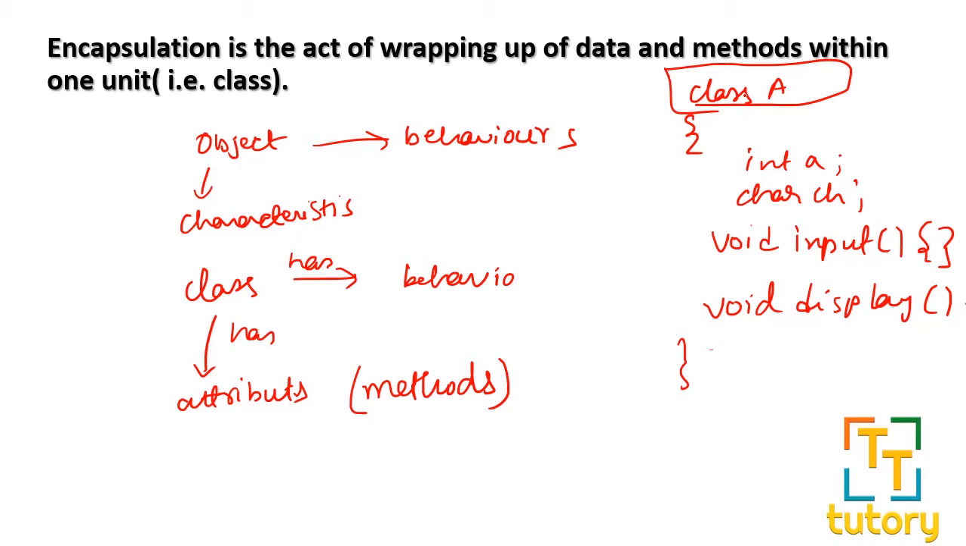So this is wrapping it up and protecting it from the outside world. So it is protecting its data from the outside intervention. So anyone or any other user cannot access this data directly. Okay. So this is a simple way of explaining encapsulation.